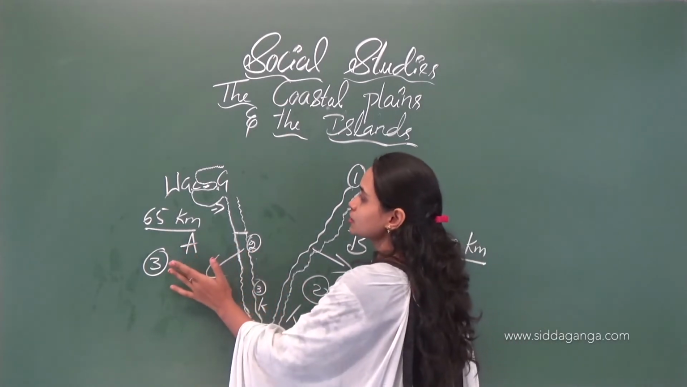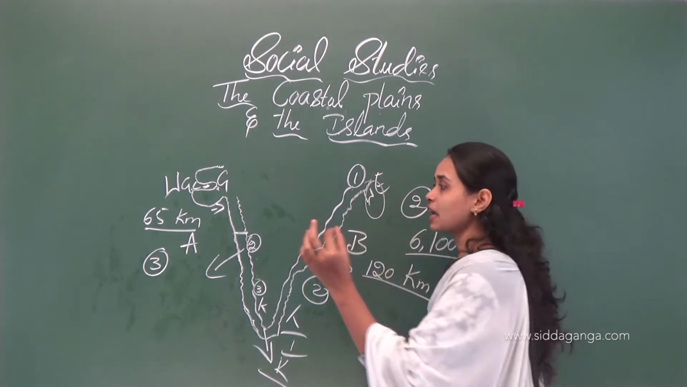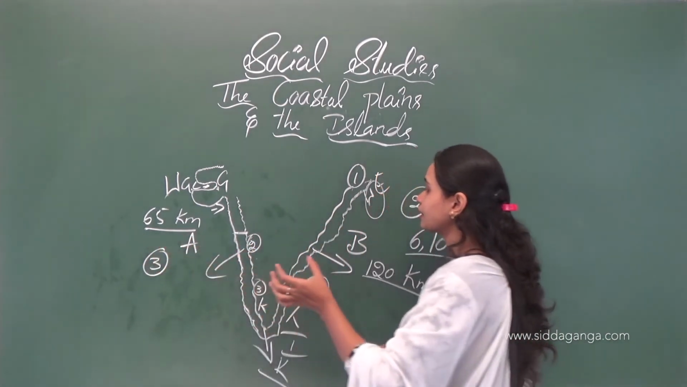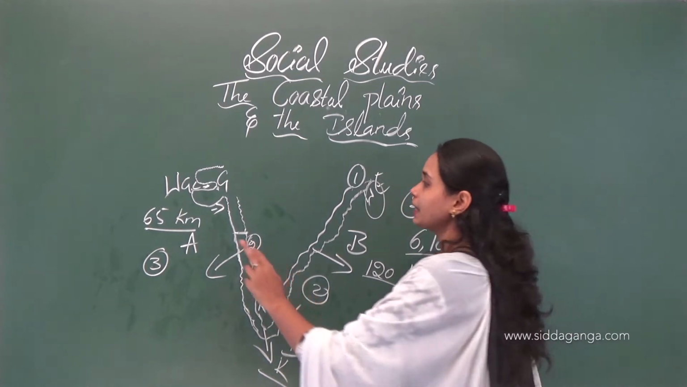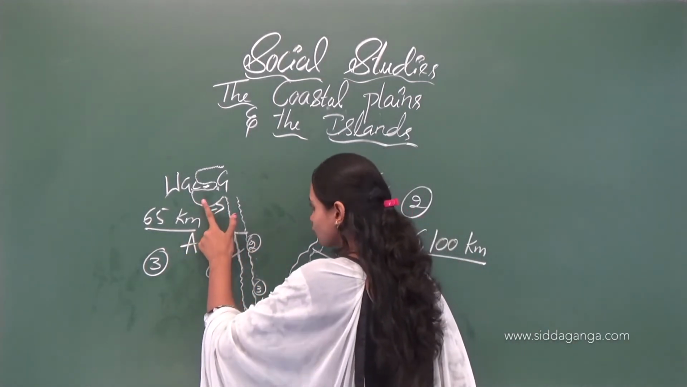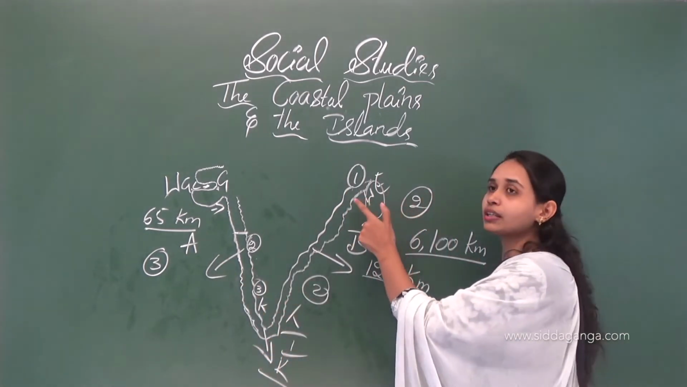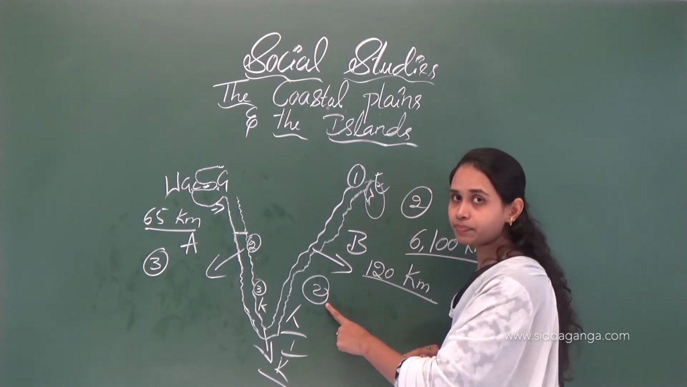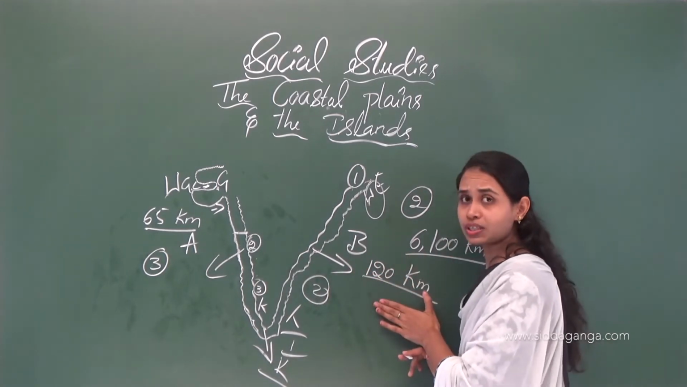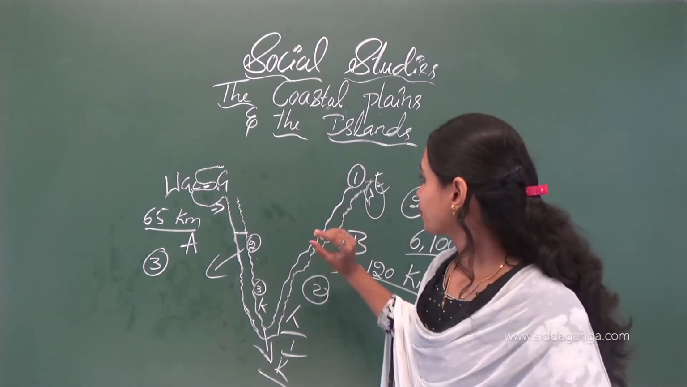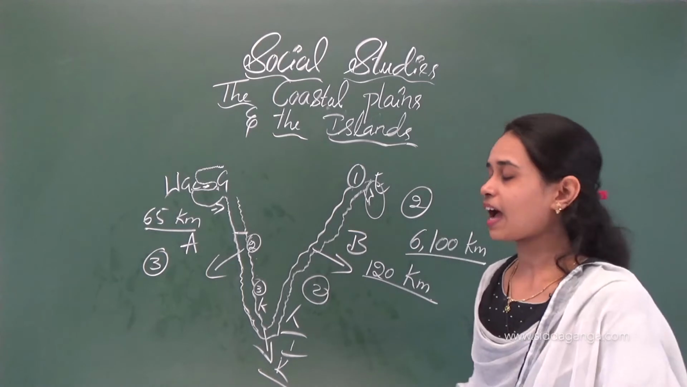The western coastal plain is divided into three parts. The eastern coastal plain is divided into two parts. Its average width is 65 kilometers and the other's average is 120 kilometers. See the difference. The first one is Gujarat coast, the second is Konkan coast, and the third is Malabar coast. Then the Northern Circars and the Coromandel coast. So this is about the western coastal plain and then the eastern coastal plain. It's all about the coastal line. Next one is island.